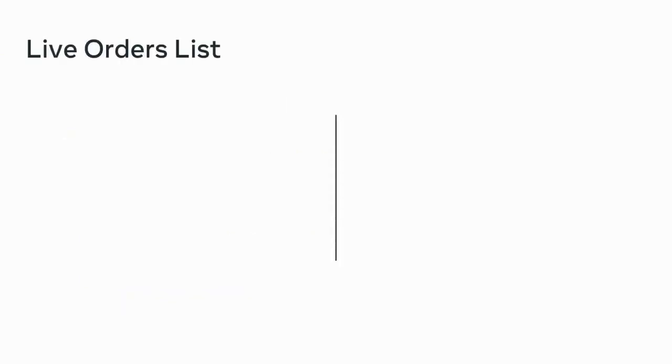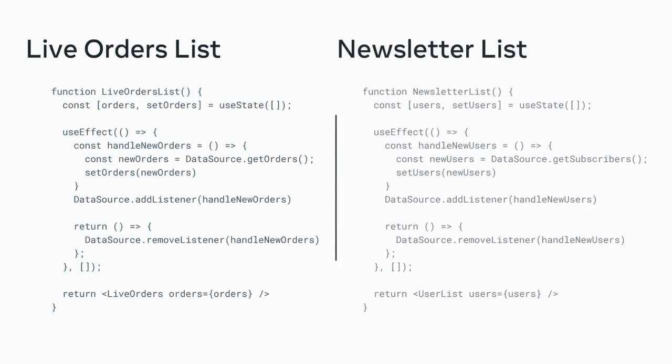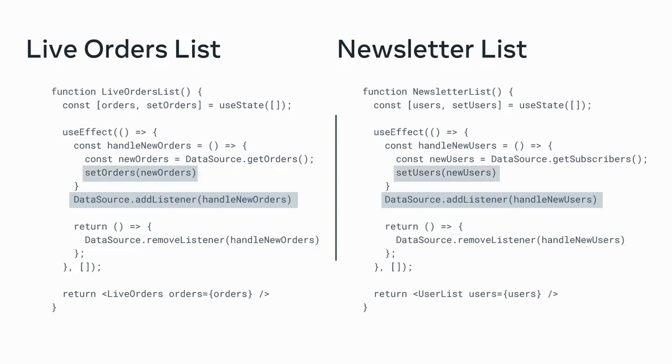Can you identify any similarities between live orders list and newsletter list? They are definitely not identical, since they call different methods on data source and render a different output, but much of the implementation is the same. Upon examination, they both add a change listener to data source on mount, set new state whenever the data source changes, and remove the change listener on unmount.